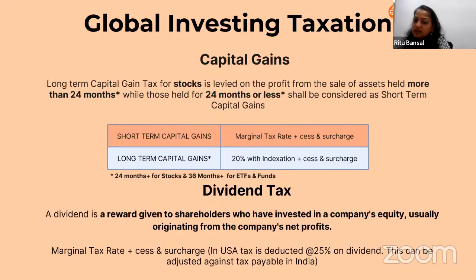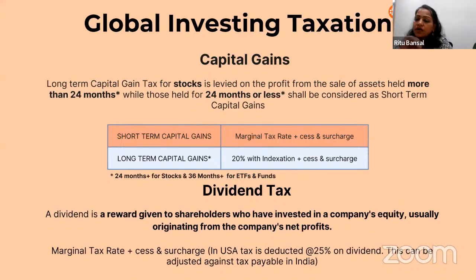Taxation is actually very simple. The government has kept it very, very simple. It's not rocket science. If you're investing in a share, then your long-term capital gains is 24 months and above. It is 20% with indexation. If you're investing in an ETF or a fund, then it is 36 months, like your debt funds, 20% with indexation.